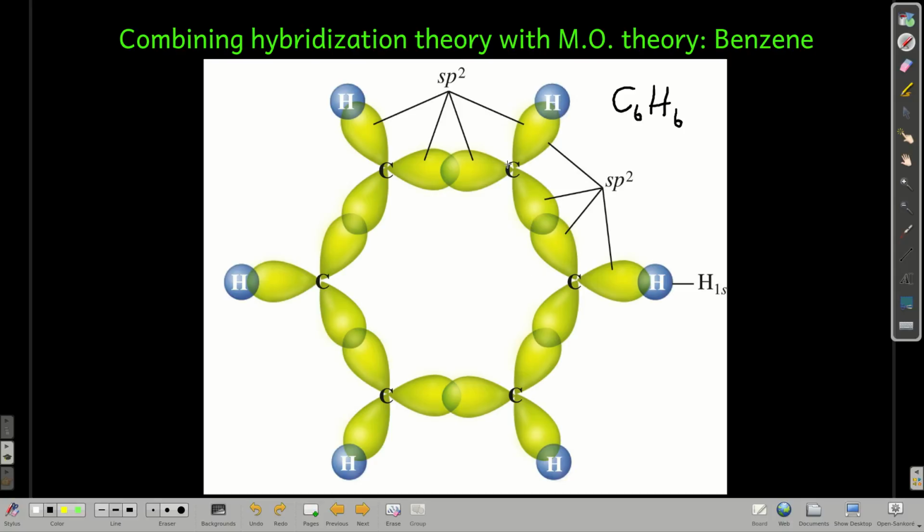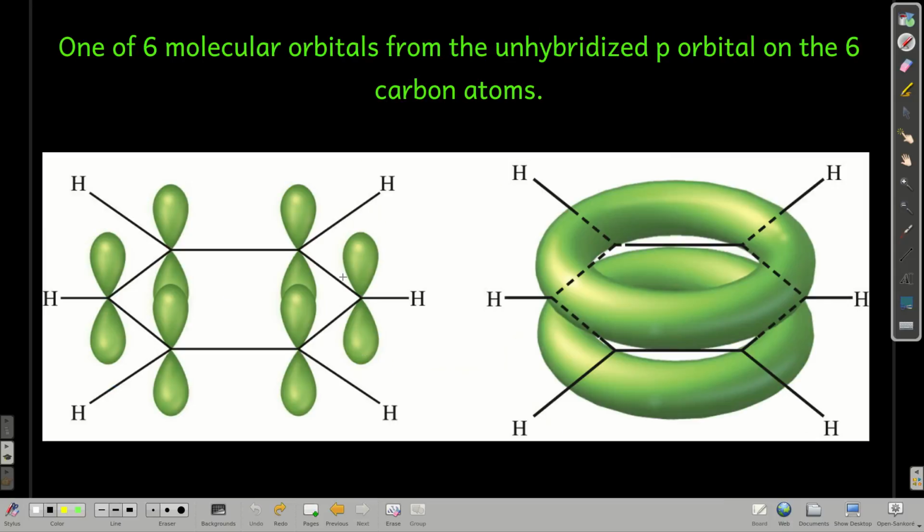So each carbon is sp2 hybridized. And so what we do, we use hybridization theory to make what we call the sigma network. The sigma bonds are the sp2 from each carbon overlapping and an sp2 from a carbon with a hydrogen, and so on, making a ring. And then we take the unhybridized p orbitals on each of the 6 carbon atoms, 1 from each, and we mix them together in a molecular orbital, and we get 6 molecular orbitals.